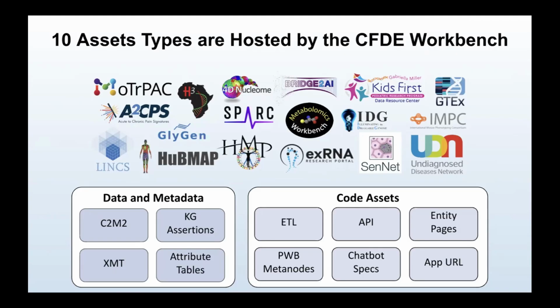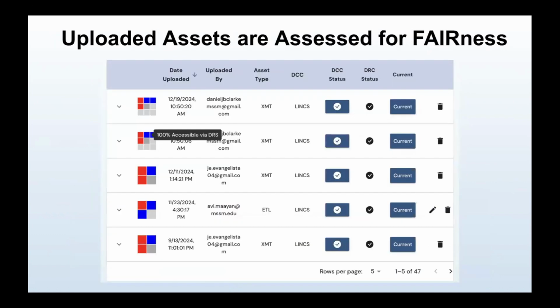So in the code assets, we have ETL scripts that track how the raw data is converted to those processed data formats. We also collect APIs from those DCCs, from those repositories that serve this data, as well as application URLs, landing pages, and we're also experimenting with chatbot, which we're going to discuss.